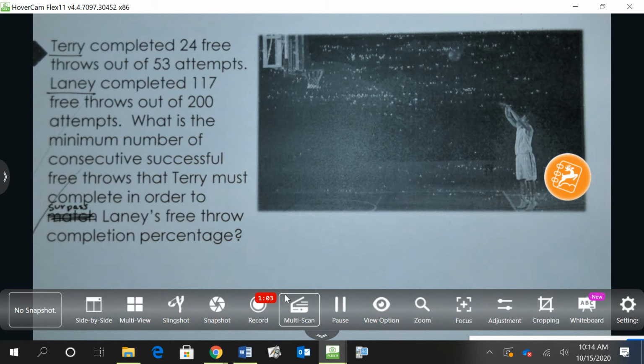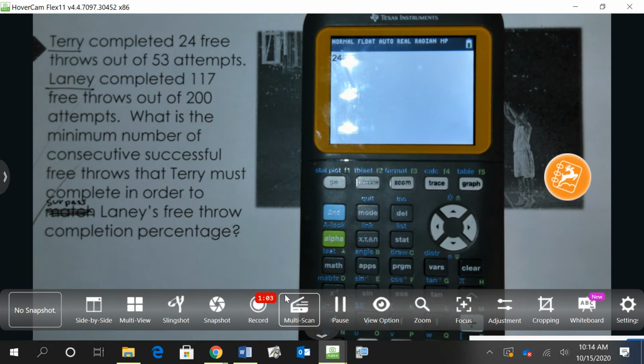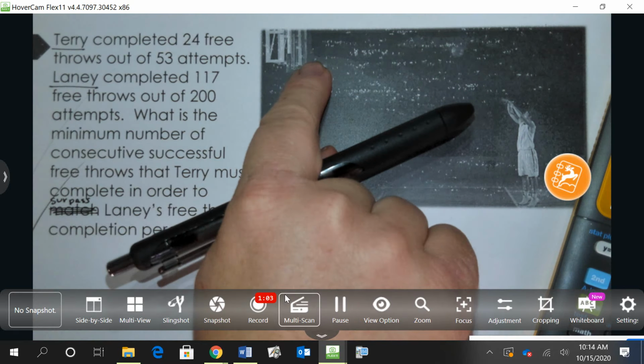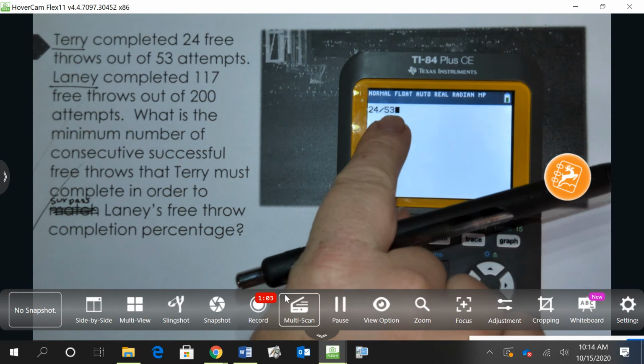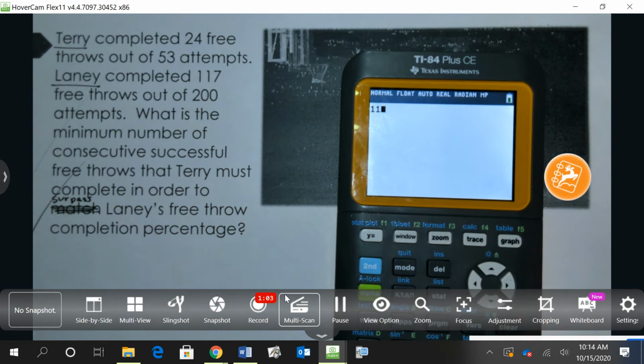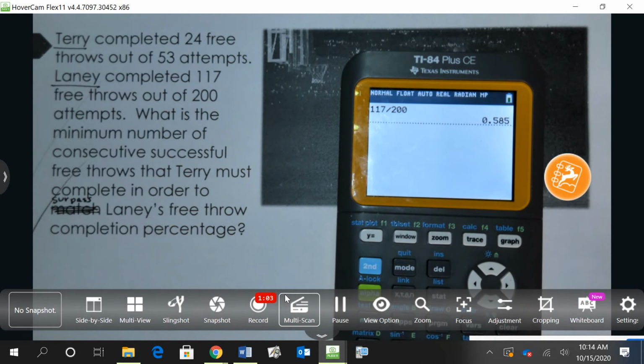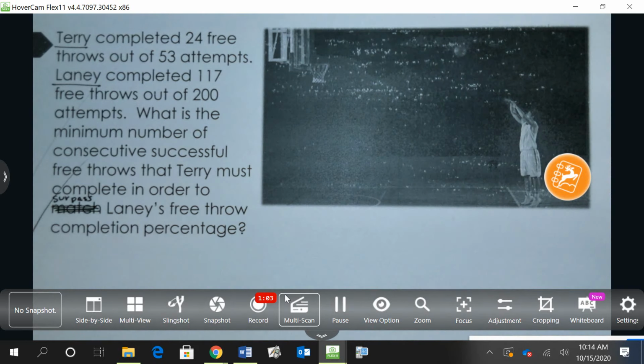Okay, here's how you would figure it out. You ready? You take how many they've made. For Terry, he's made 24. He shot the ball 53 times from this position, and he's made 24. It's made over attempted. So if I put this into a percentage, we could say Terry has made 45% of those shots. Lainey, on the other hand, has made 117 over 200. If we put it into a percentage and round it up, she's made 59%. So Lainey is clearly a better free throw shooter on this particular day.